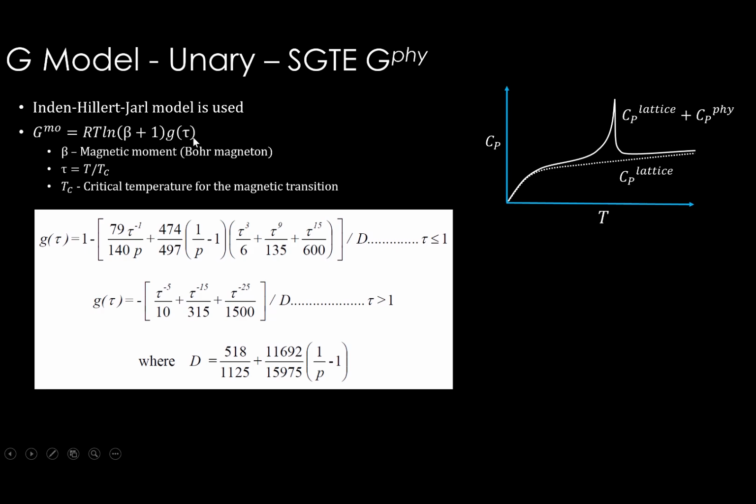Now this G of tau is written. G of tau is again a complex function. This is the expression for that, and here also we have this P, D and all. This D is again calculated based on P. This is a material constant. I am not giving all the details of that. Basically the magnetic contribution to Gibbs energy is modeled differently in this manner, and it is added to the Gibbs energy description.